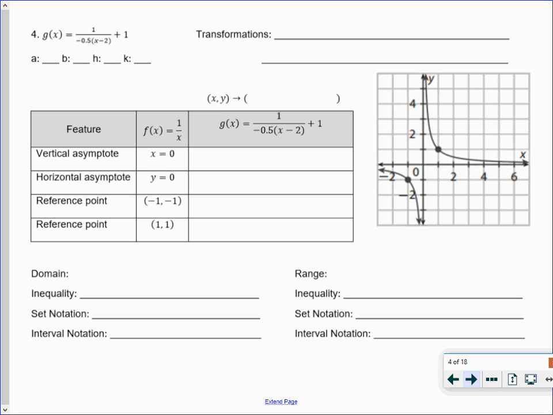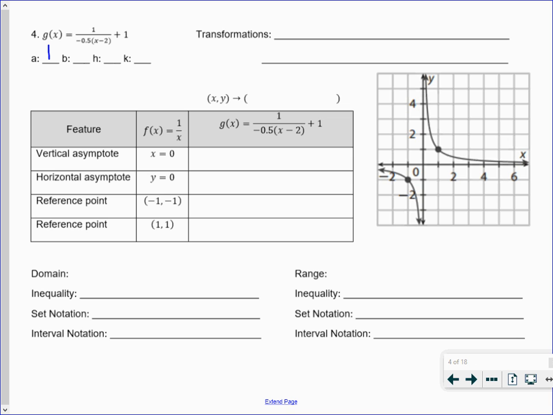For number 4, we have the g of x function of 1 all over -0.5 times x minus 2, plus 1. So we need to figure out what our a, b, h, and k values are. In this problem, our a is 1 since we're not multiplying the whole fraction by anything, or we're not multiplying it with a number other than 1. So our a is just 1.